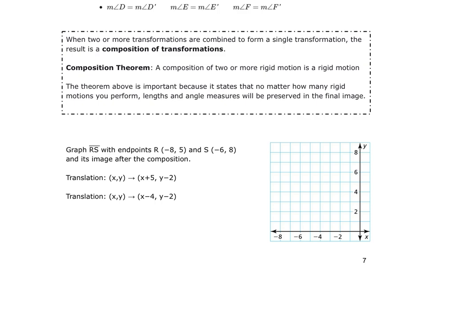Okay, on this one here, when we apply 2 or more transformations, so now we're going to look at applying multiple transformations, we're going to result in what we call a composition. We're going to kind of combine them into one total movement based on the 2 combined movements.